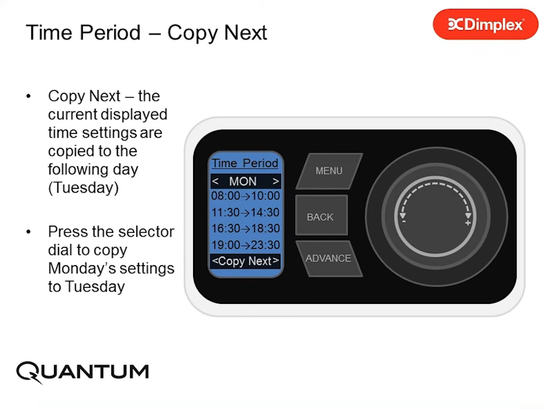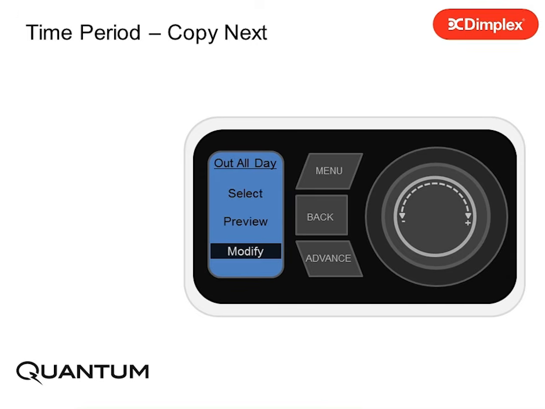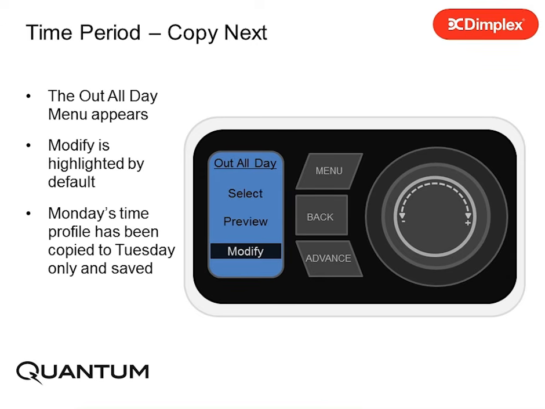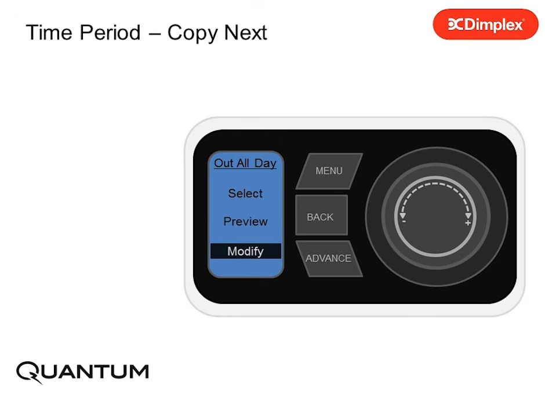With Copy Next, the current displayed time settings are copied to the following day, in this case Tuesday. Press the selector dial to copy Monday's settings to Tuesday. The Out All Day menu appears. Modify is highlighted by default. Monday's time profile has been copied to Tuesday only and saved.